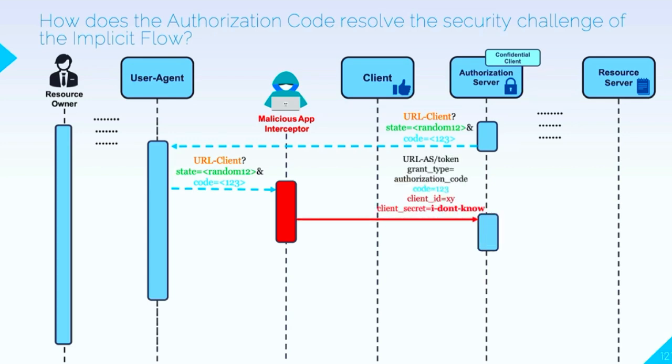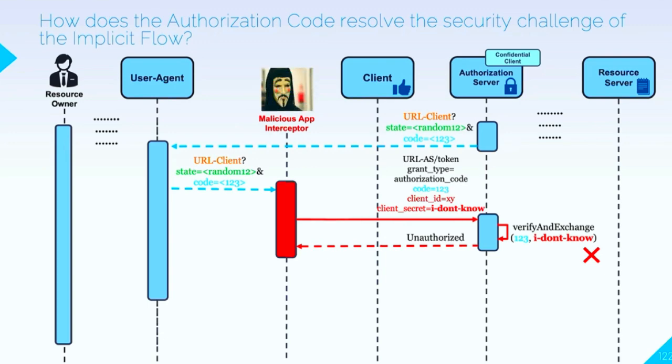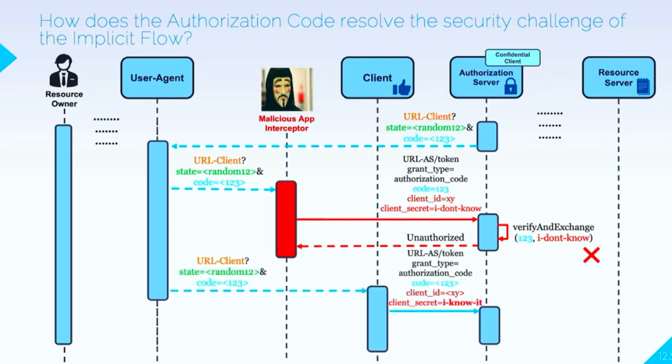Now here the malicious application will intercept it again because it's monitoring the traffic. Then, the malicious application uses the intercepted code and sends a POST request to exchange the code for an access token. The authorization server will then validate the code and client secret equals "I don't know." Since the client secret is incorrect, the request will fail and return an unauthorized response, which makes the hacker very sad. On the other hand, the legitimate client sends the correct POST request with the authorization code and its valid client secret. Client secret equals "I know it." And there we go, the authorization server successfully verifies the request and grants the client an access token. This additional layer of security, the requirement of the client secret, prevents unauthorized access, solving the major security risk of the implicit flow.